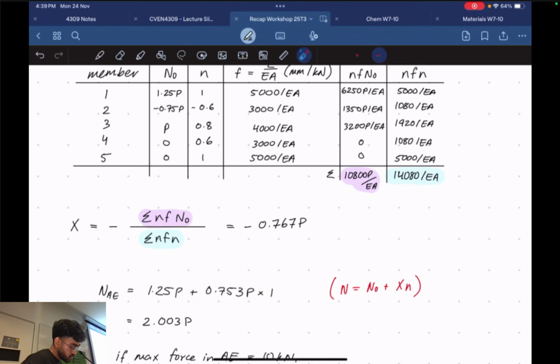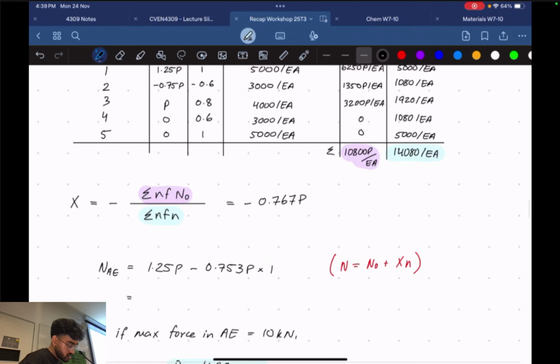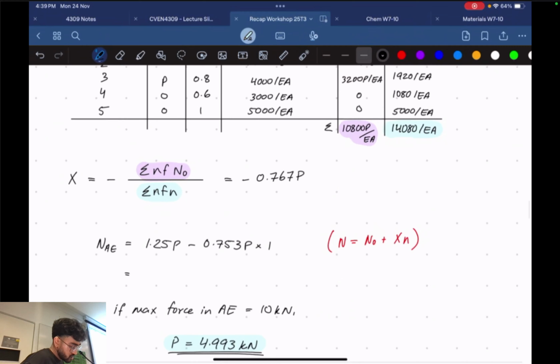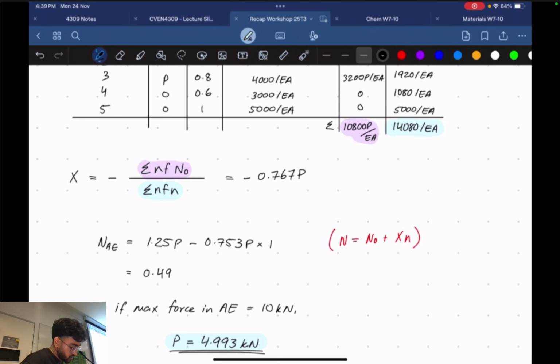Why have I made it a plus? Should be a minus. This is wrong. When I sub it in, yep, I get 1.25 minus 0.753, 0.497P. So that's your member axial force in terms of P.